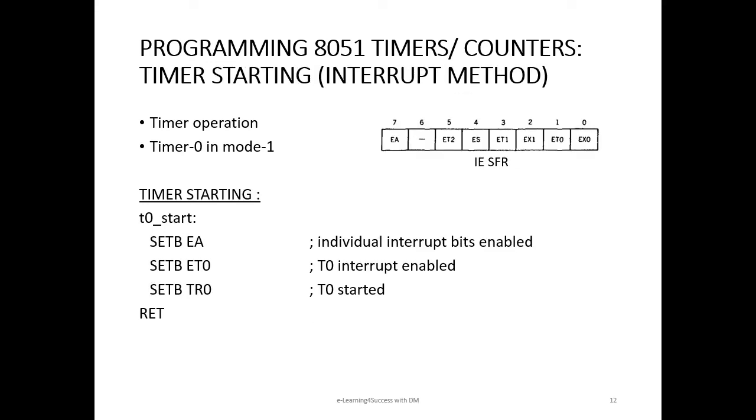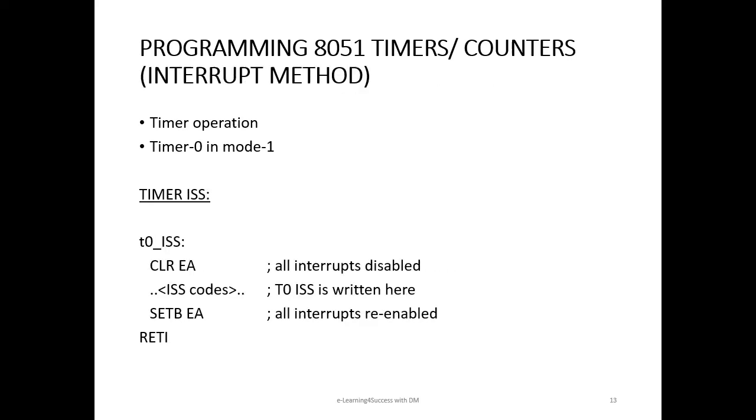We will write the T0_start subroutine to start the T0 timer. For this the TR0 bit is set. Also in this subroutine we will enable the interrupt bits by setting the EA bit and enable the T0 interrupt by setting ET0. The T0 interrupt service subroutine, T0_ISR, is written next. In this subroutine we will disable all the interrupt bits by clearing the EA bit.